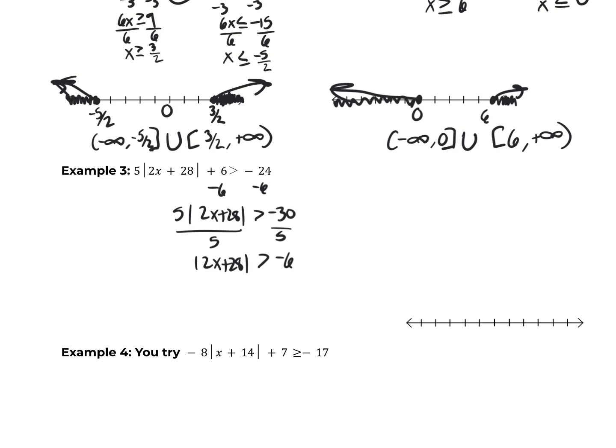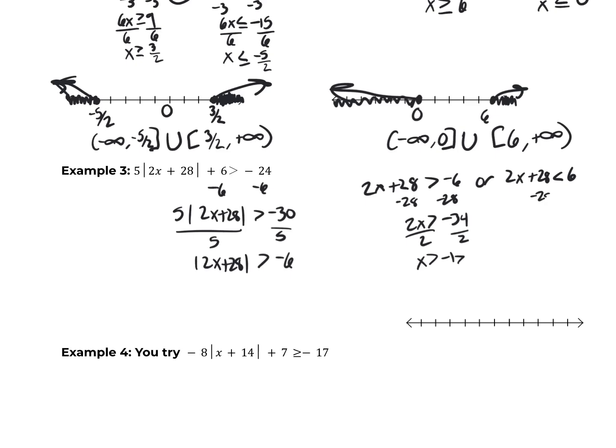Now, just in case you forget to use logic when you're solving this, you can continue on this path just like we've been doing. If you solve it correctly, 2x plus 28 is less than negative 6 or greater than positive 6. Subtract 28 from both sides. I get 2x is greater than negative 34. Then divide both sides by 2. I get x is greater than negative 17.